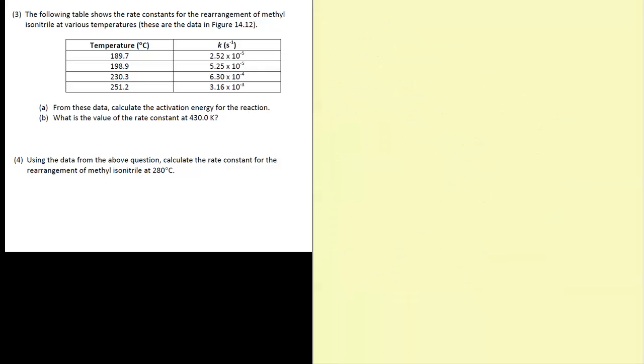This question is all about changing rate constants with changing temperatures. Question B is asking about the value of the rate constant at 430 Kelvin. Now, activation energy is specific to a particular reaction, so it should be constant for the reaction regardless of the temperature.